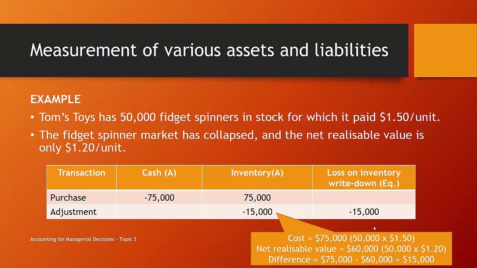If net realizable value is higher, so if they could be getting $2 a unit, you don't adjust it upwards. So the $1.50 which they paid for it is the most that inventory could be on the books. It can be lower than that, but it can never be higher than that.